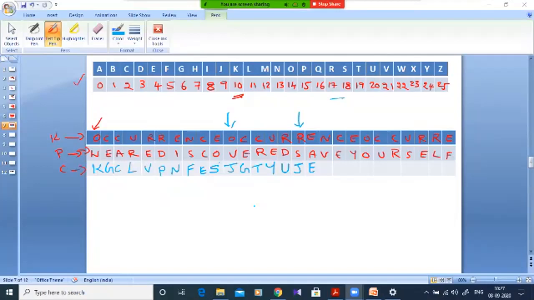Okay. So very simple one. To get the plain text from the ciphertext, it is the same XOR operation. When we perform it one more time, we will get the exact value, right? Yes or no?